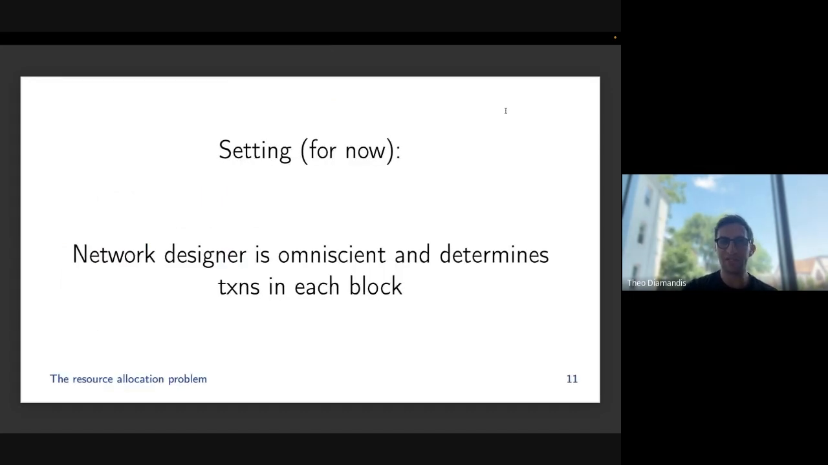So the setting to set up this problem is that the network designer is going to be totally omniscient and is going to determine the transactions that are in each block. Of course, this is entirely unrealistic, and we'll see that we do not need this assumption whatsoever, but it helps us as a mental model to construct this problem. And then when we go to solve it, we'll be able to not have any of this.